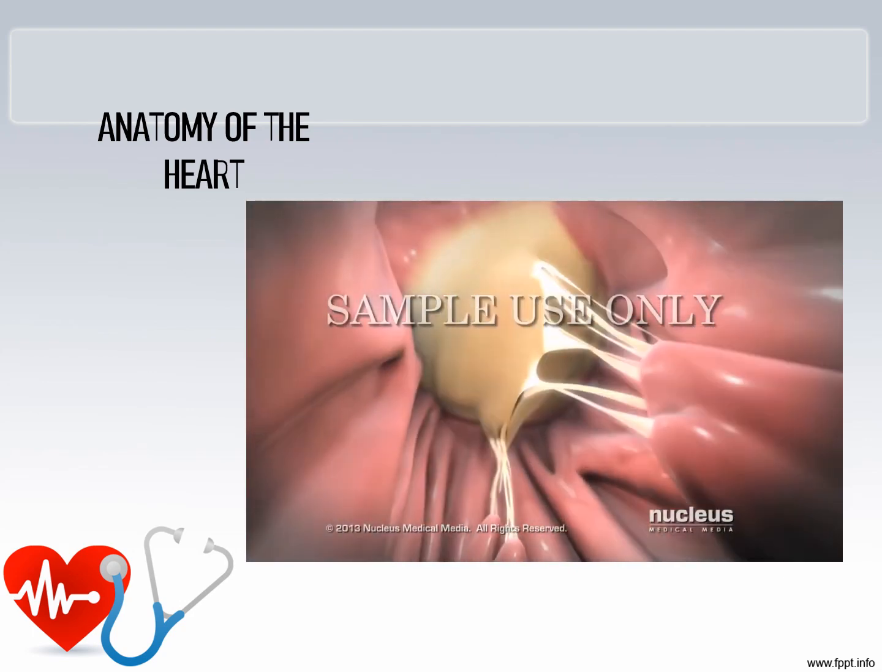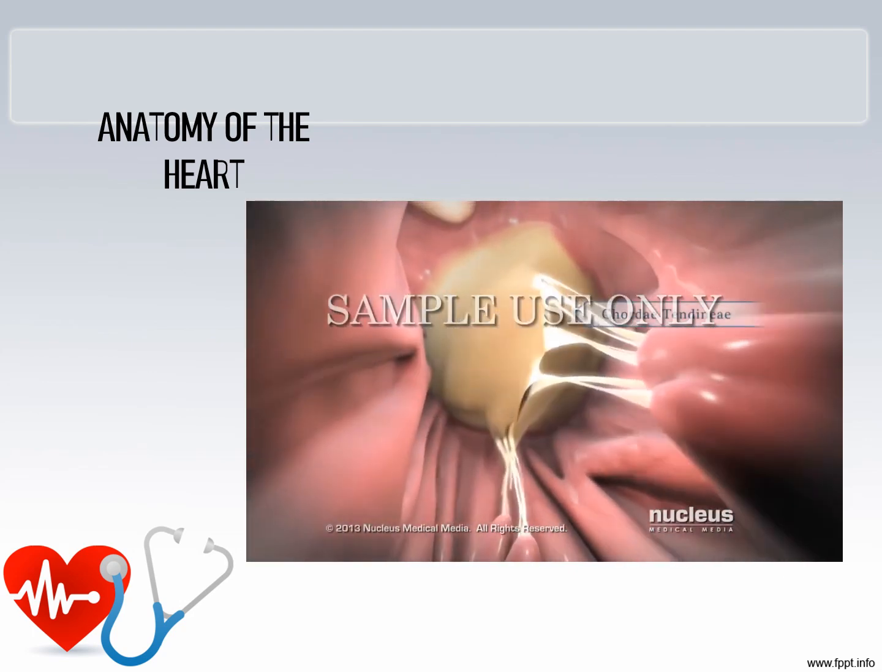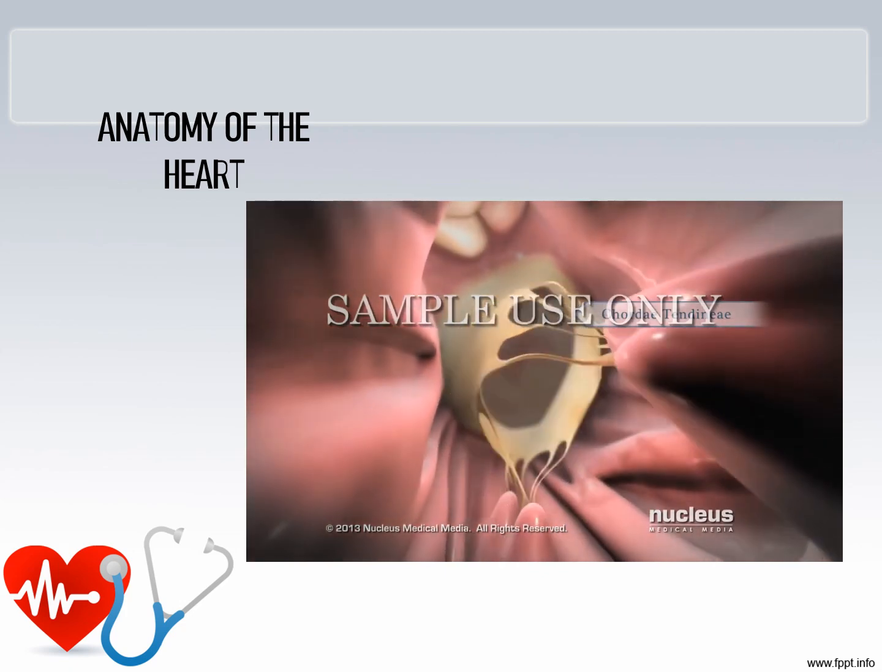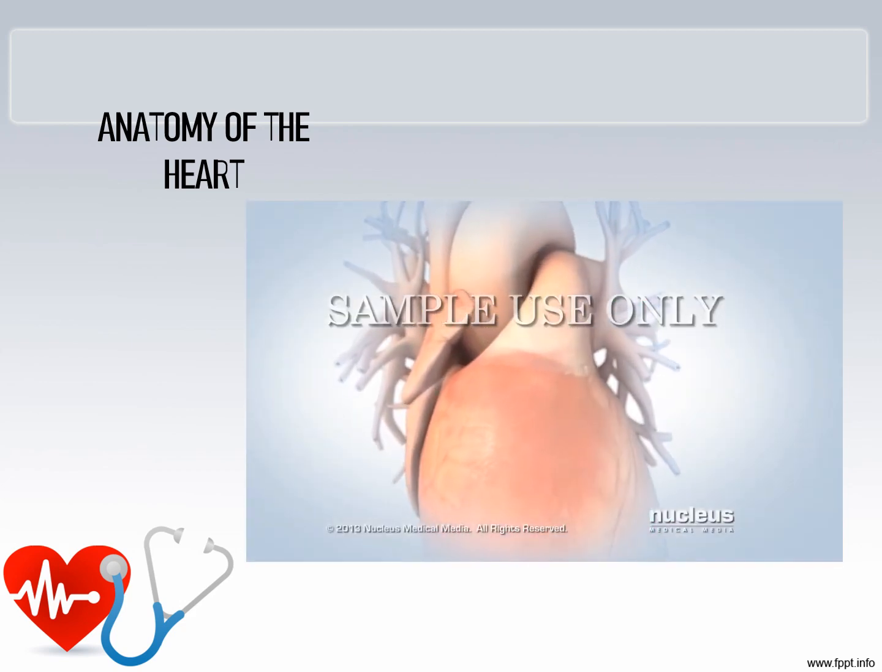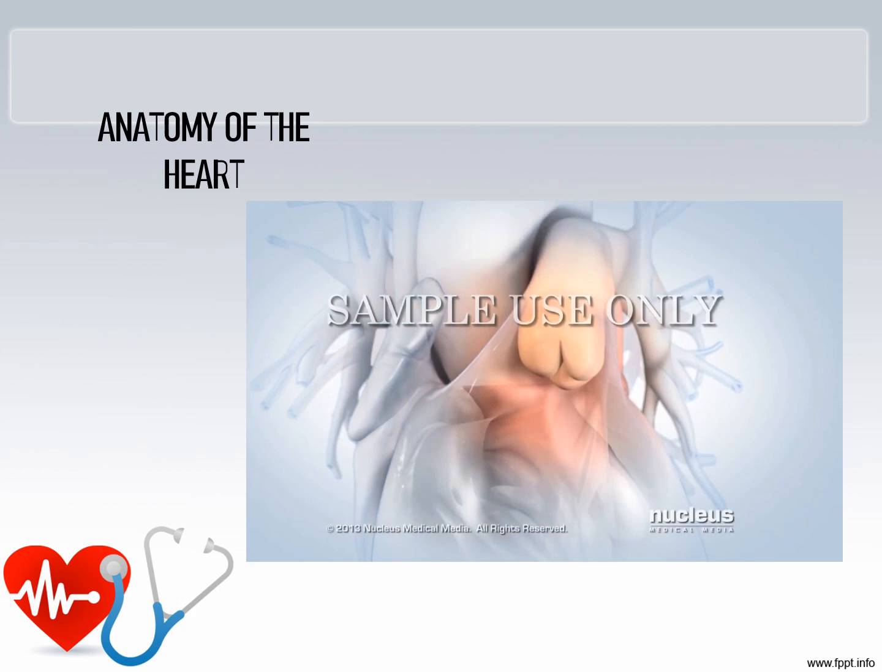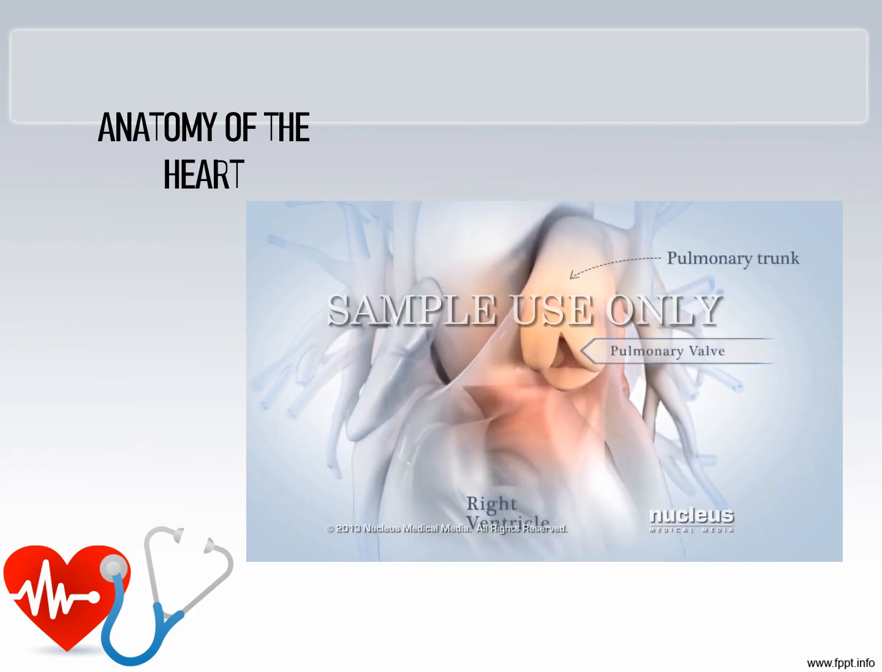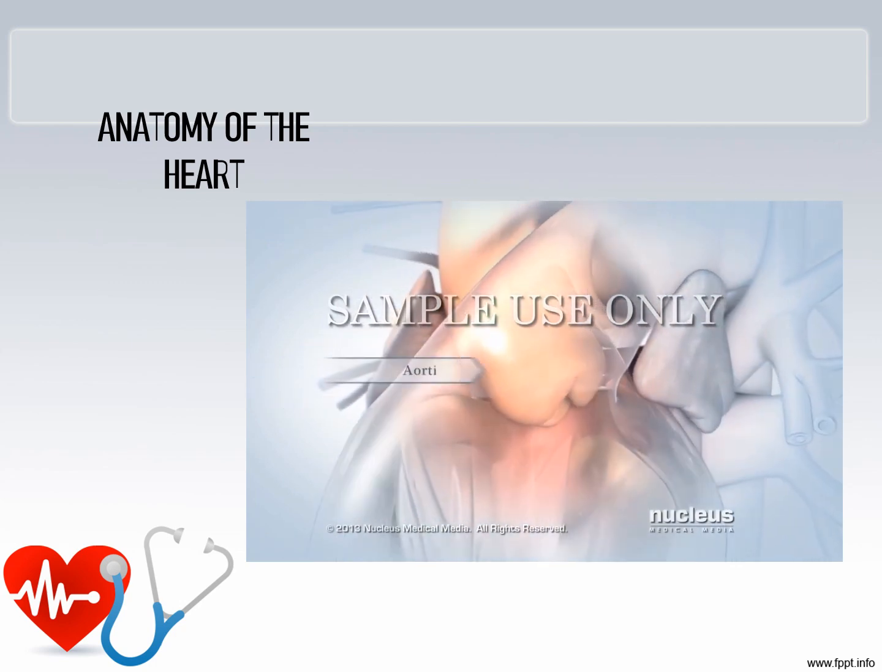Strong, thin tissues, called chordae tendineae, hold your valves in place during the forceful contractions of your ventricles. Blood leaving the ventricles passes through another set of valves, the pulmonary valve between your right ventricle and pulmonary trunk, and the aortic valve connecting your left ventricle and aorta.